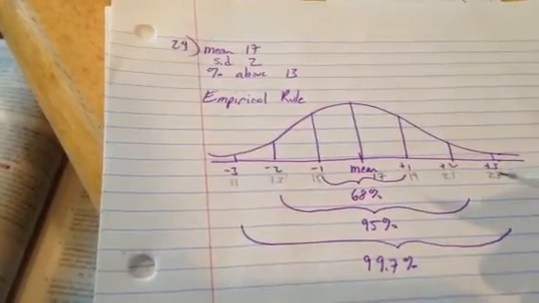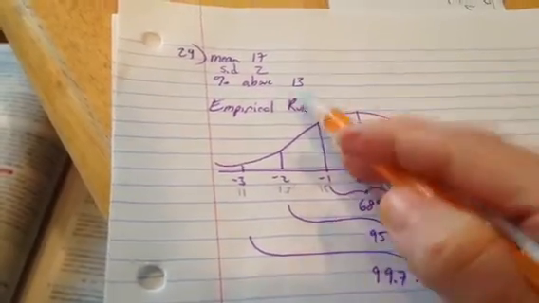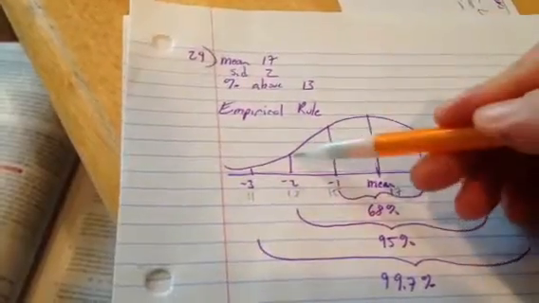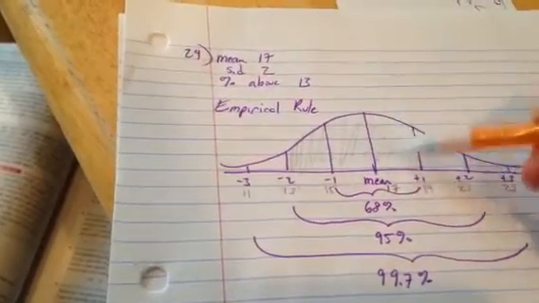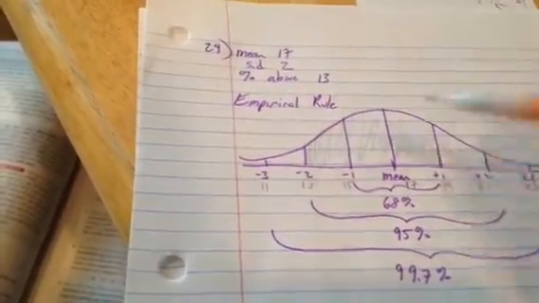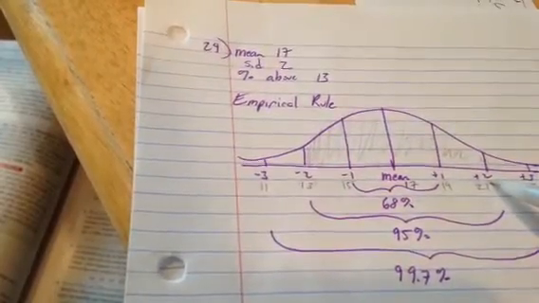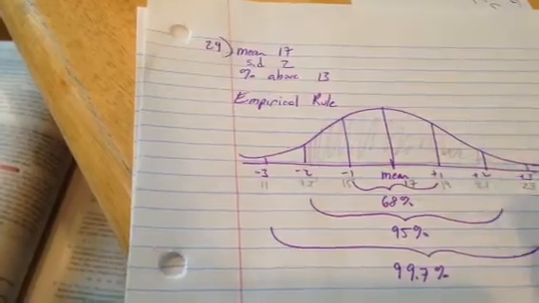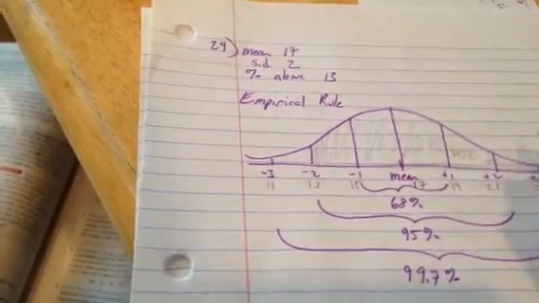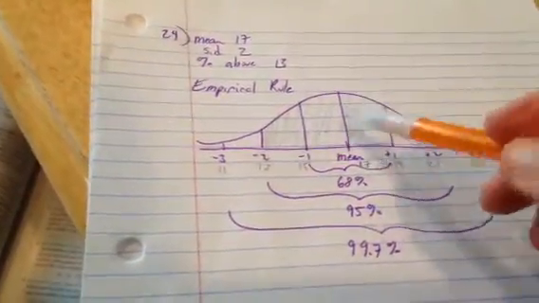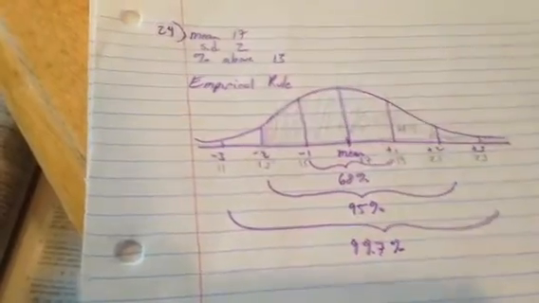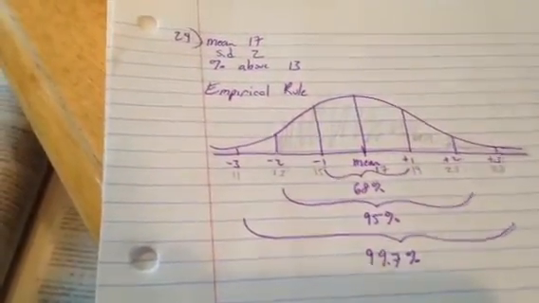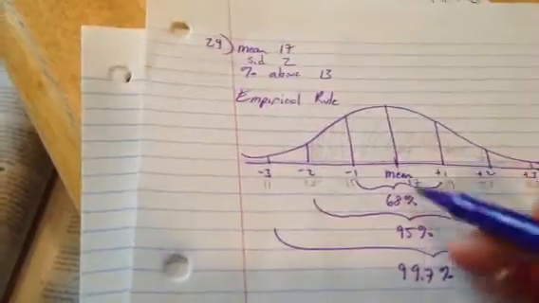They want to know how many scored above 13. So that's all of this. So it's more than 95%, because that would be this much here. I need to include that over there. So a lot of times you'll see the empirical rule broken down farther. It's almost more helpful to memorize these percentages than these.